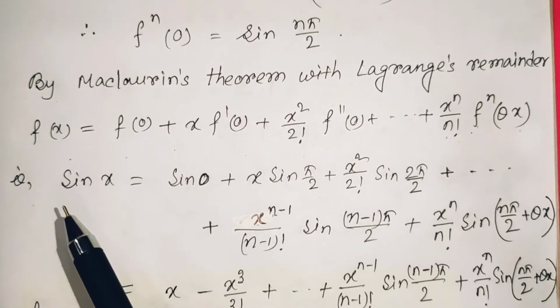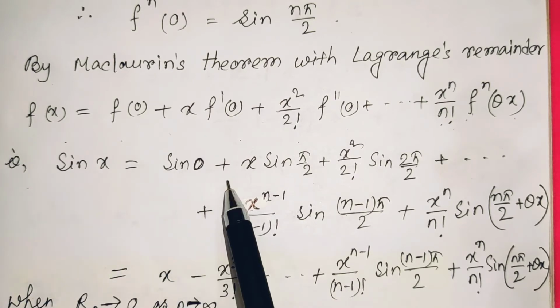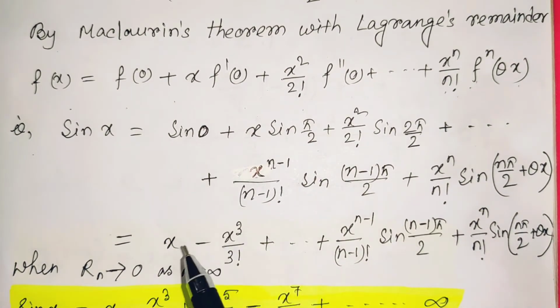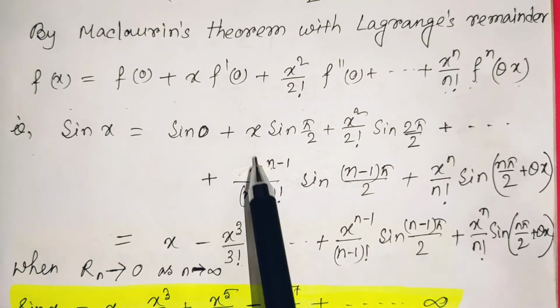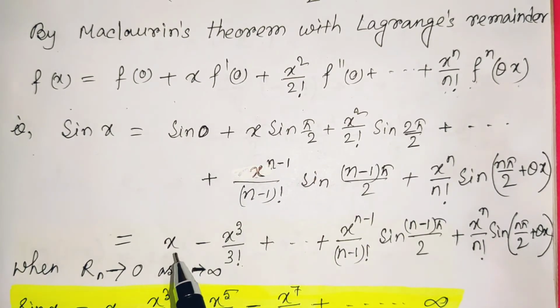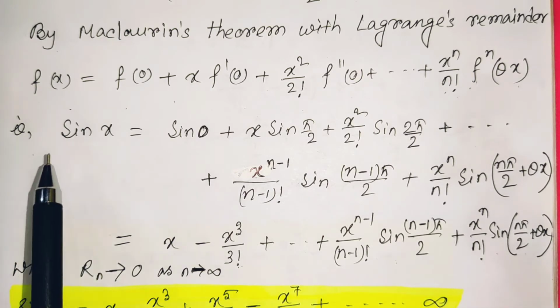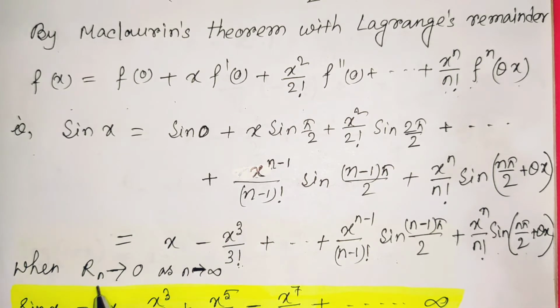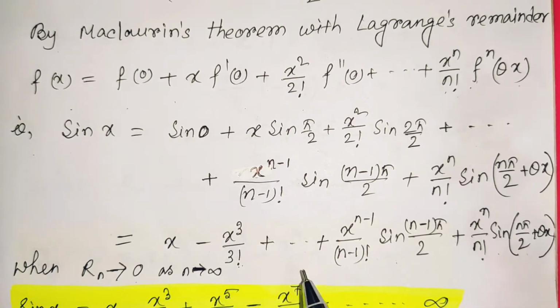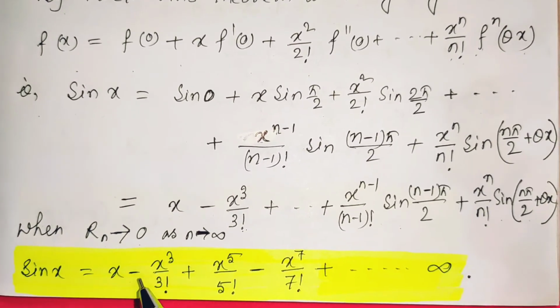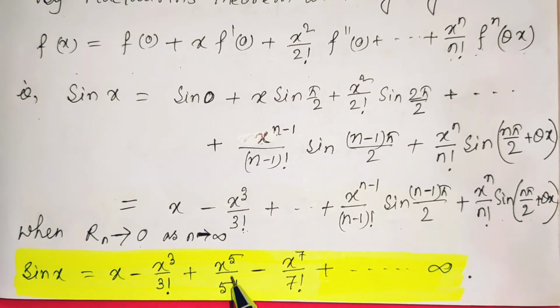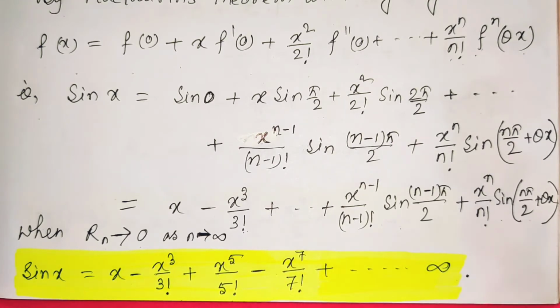Now if you substitute all those values and simplify, you will find sin x equals x minus x cube by 3 factorial, because this term becomes 0, this term becomes 0. In this way it will continue, and these are the last two terms. Now if you want the infinite series of sin x, then simply Rn tends to 0 as n tends to infinity, so that this series becomes sin x equals x minus x cube by 3 factorial plus x to the power 5 by 5 factorial minus x to the power 7 by 7 factorial, and so on. So this is our infinite expression of sin x.